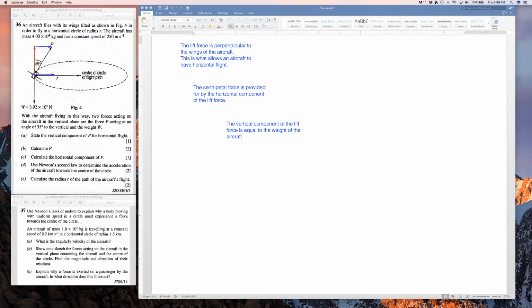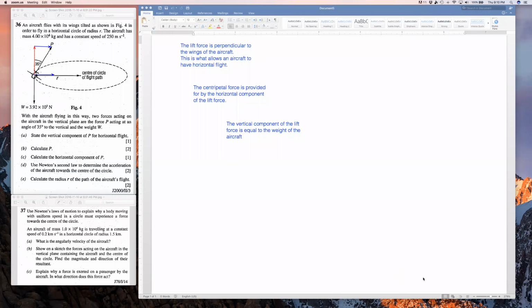So I'm sure you all can tell me the horizontal component is going to be what? P sine or cos 35? Just type the answer in the chat window. P sine 35. Yes, everybody seems to be on the ball. So we have P sine 35.